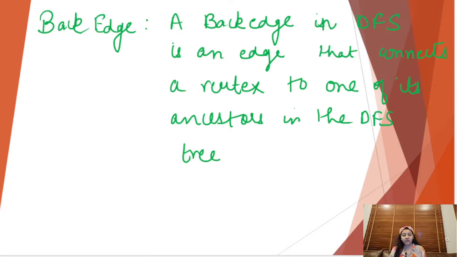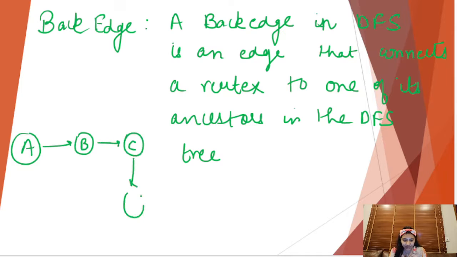So let's understand what is a back edge. A back edge in any DFS traversal is an edge that connects a vertex to one of its ancestors in the DFS tree. So let's understand this with the help of an example. Suppose I take a sample graph as, let's say this is A, this is B, this is C, this is D, this is E, and this is back to B.